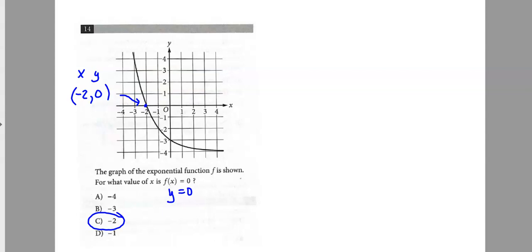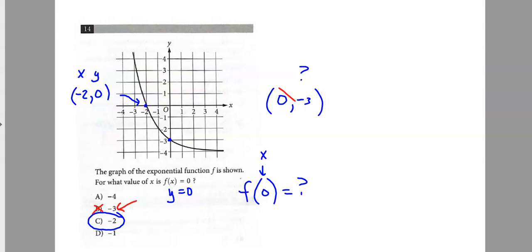Now they probably want you to screw this up, and they want you to put 0 in for x, which would be this question. If they said what was f of 0, then that means you put a 0 in for x, and you try to figure out what y is. Well, that would be a -3. So that's a bad answer, but they put it right here. They want to trick you, but don't do that. That's not what they were asking. So be careful.